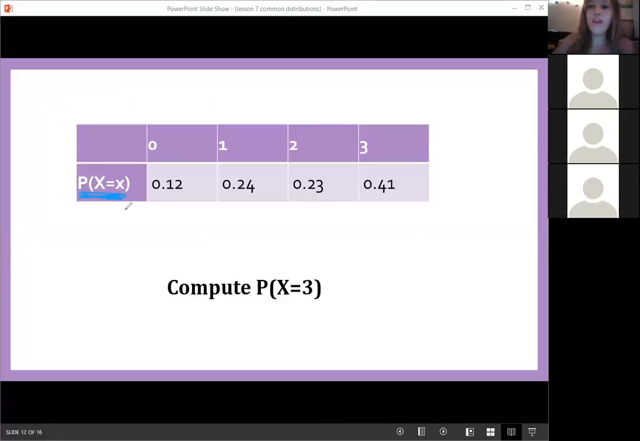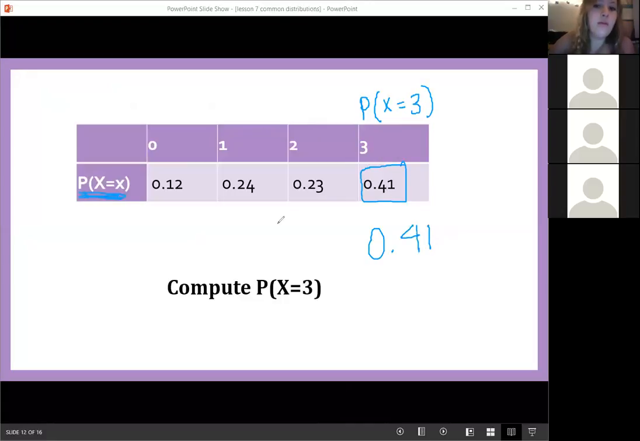So if we were to look at each value that I have on this top row here, technically for this last one this is saying the probability that x equals 3, because it says probability of x equals x. So the probability that x equals 3 is just 0.41. So that's why that's our answer.